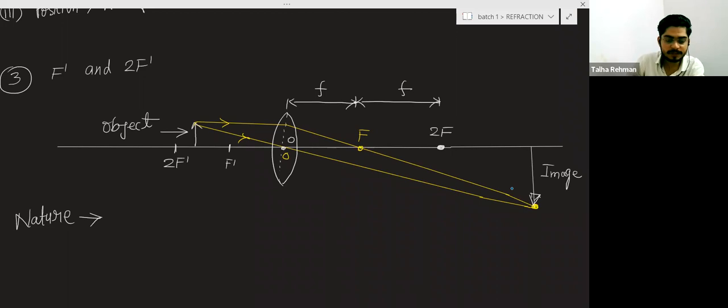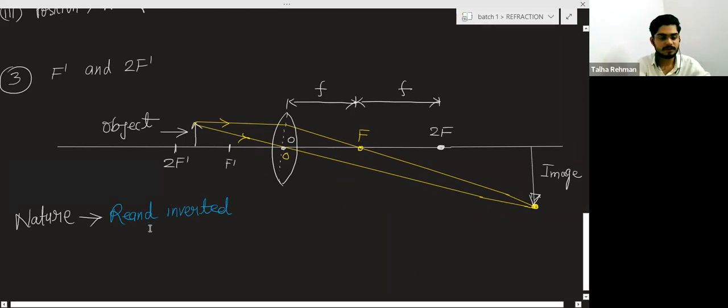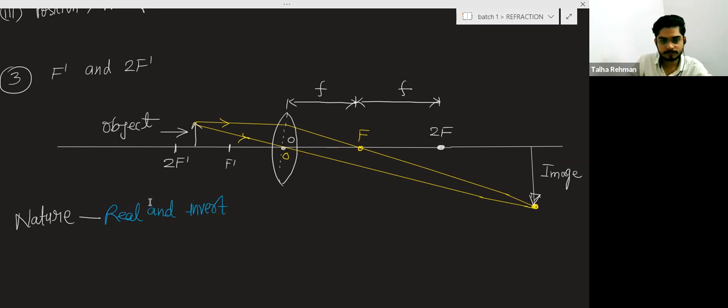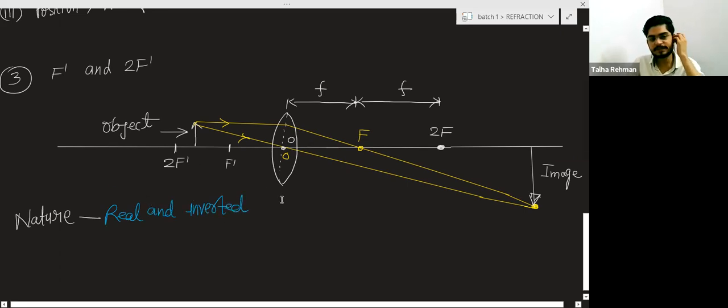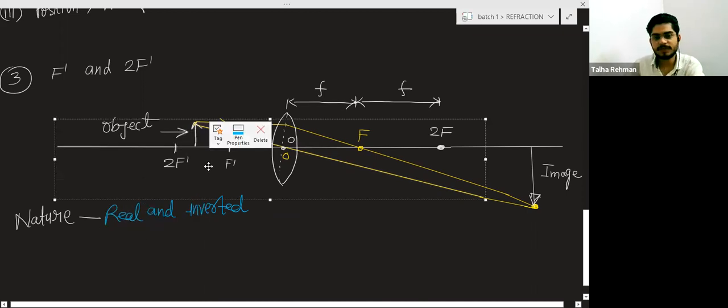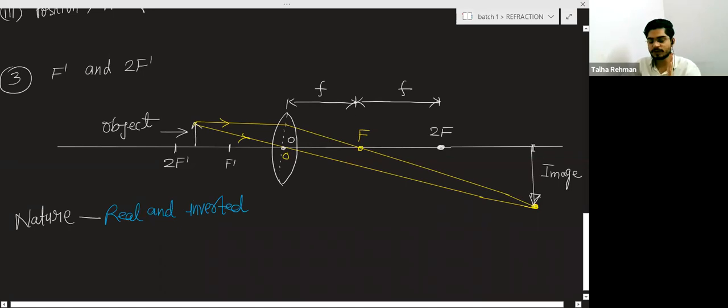So the nature of the image will be real and inverted. If the image is real, then it will always be inverted. One thing more I want to tell you: you can see the ray diagram. The direction of the arrow of the object is in this direction, but the direction of the arrow of the image is downward. This is the real image.